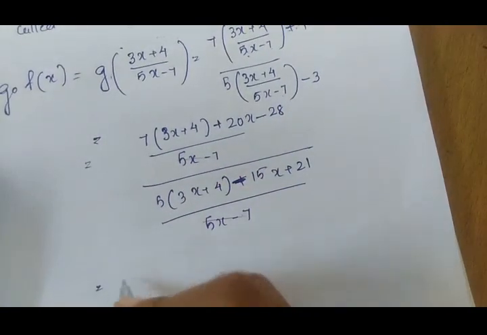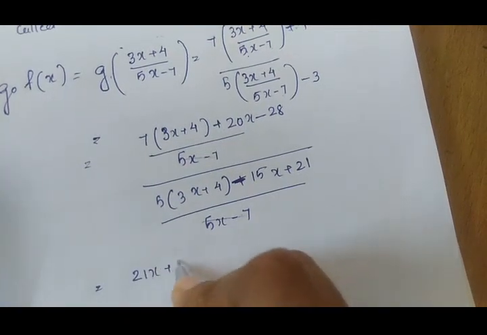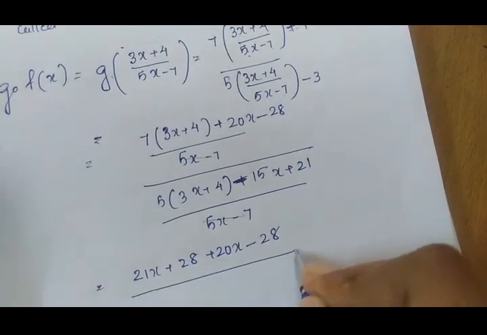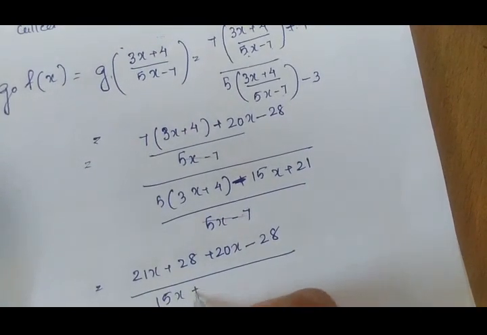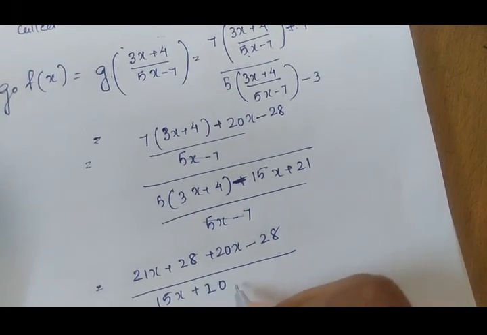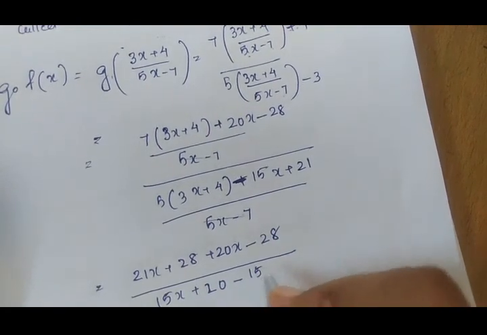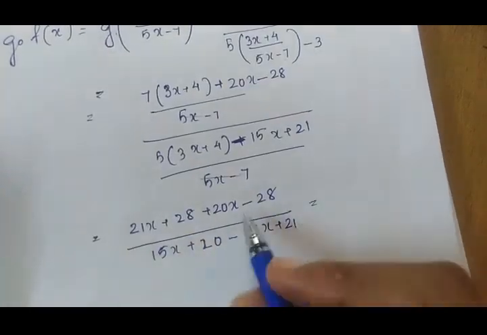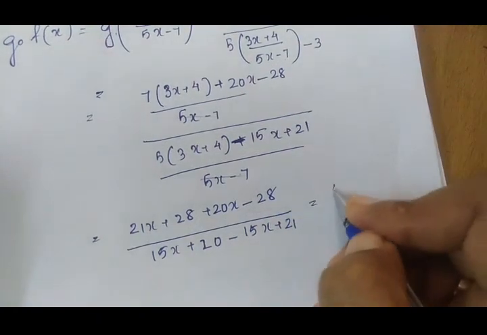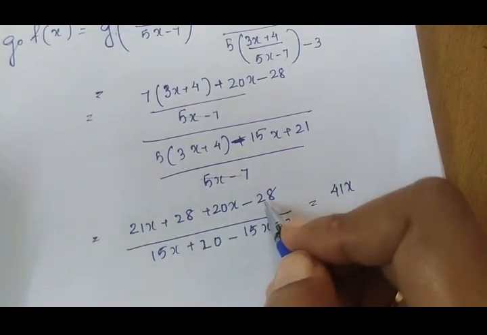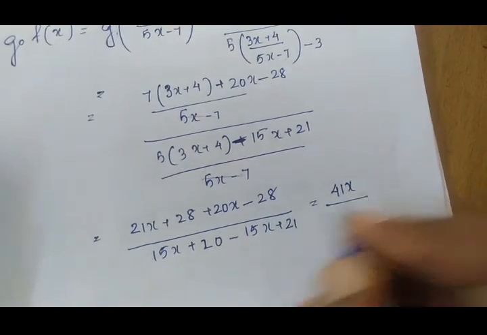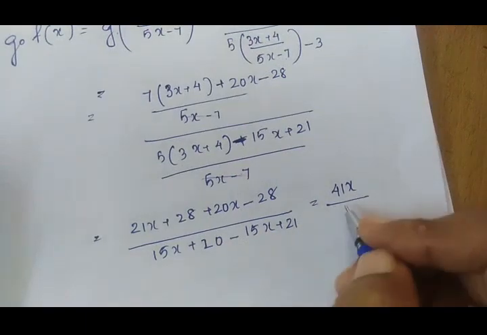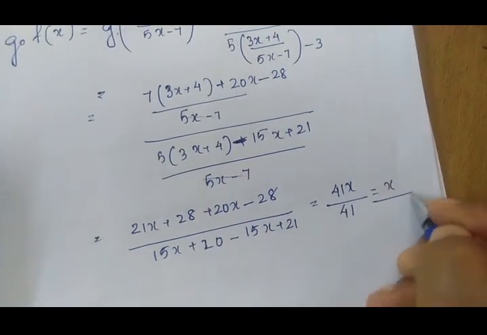Then we have to open the bracket: 21x plus 28 plus 20x minus 28, divided by 15x plus 20 minus 15x plus 21. After addition and subtraction, 21x plus 20x is 41x, and 28 minus 28 is 0. Then in the denominator 20 plus 21 is 41, which is equal to x.